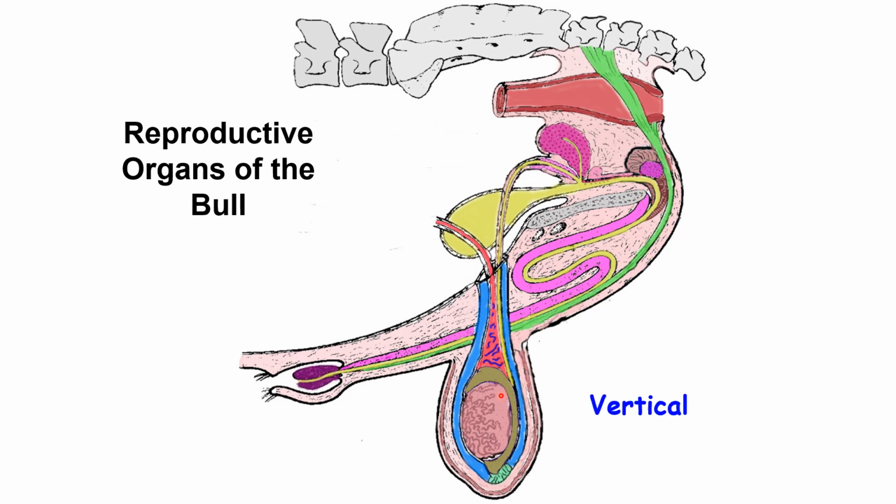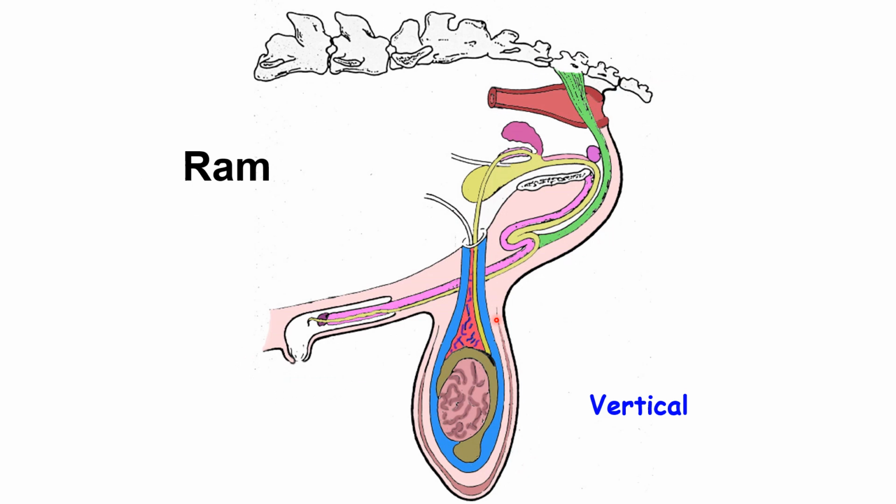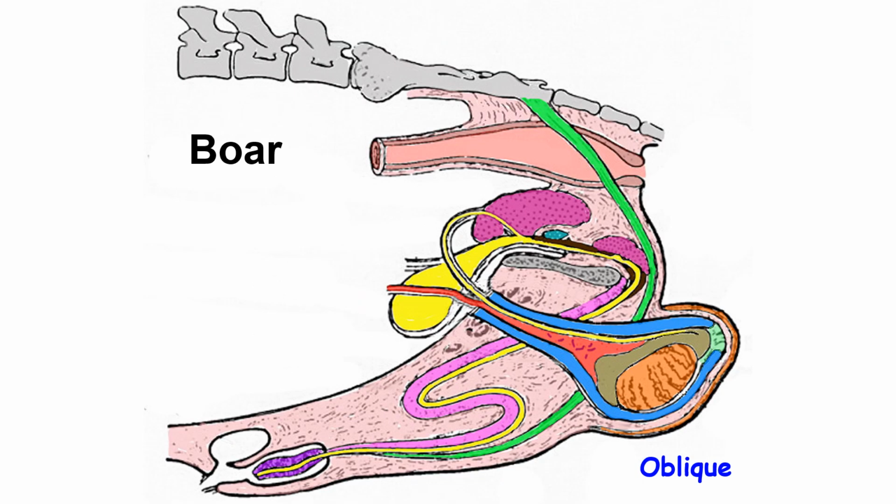In terms of the orientation of the testes of the bull, it has a vertical type of orientation. So it hangs down away from the body wall. For the ram, we also have a vertical type of orientation of the testes, same as the bull, but of course, it is smaller. Here, the orientation of the boar's testes.